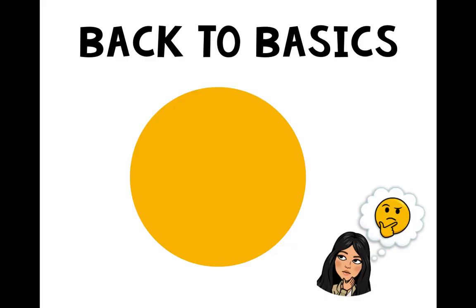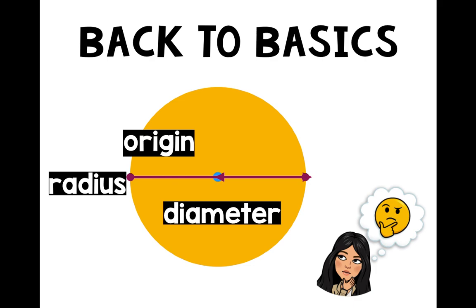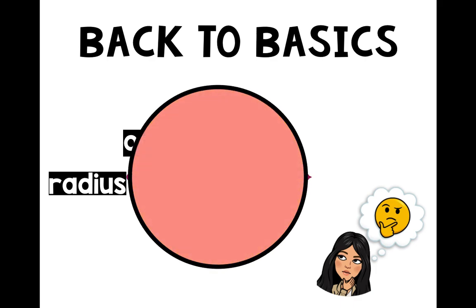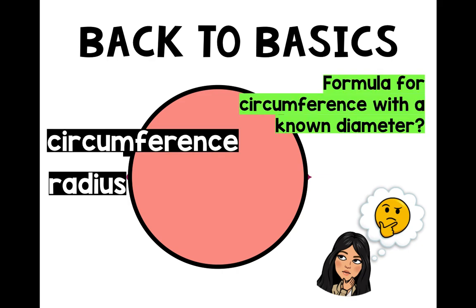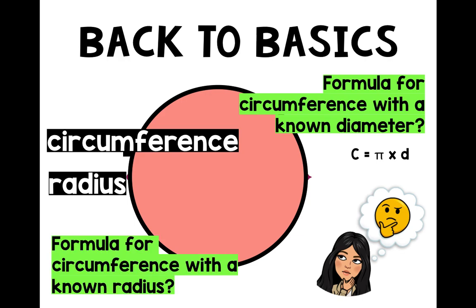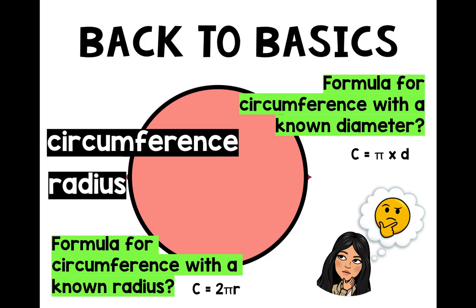All right, let's review. What is this? Origin, next. Radius, next. Diameter, and last but not least, perimeter is circumference. Okay, what is a formula with a known diameter for circumference? C equals pi times d, or d times pi. And then how about with a known radius? C equals 2 pi r.